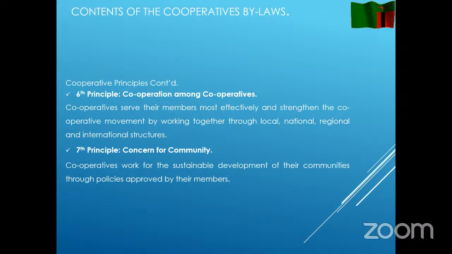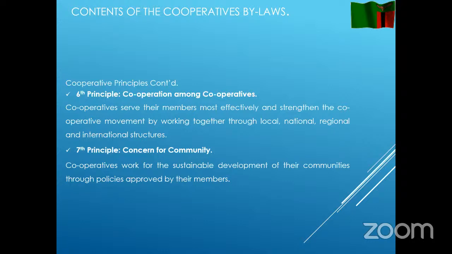Now, why did we decide to move from the level of a primary cooperative? A primary cooperative is constituted of individual members. But what prompts you to form this big organization that comprises individual cooperatives? It's because you want to reach certain levels. You are moving from the local level to the national level, and sometimes even up to regional and international structures. So the sky is the limit for you. And you can only achieve that if you are able to cooperate among yourselves. So this is a principle that applies to that. You strengthen the movement by working together through these levels.